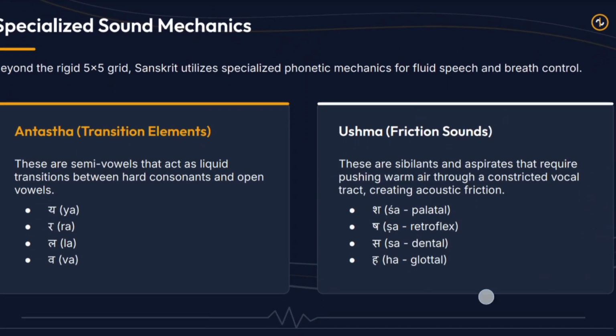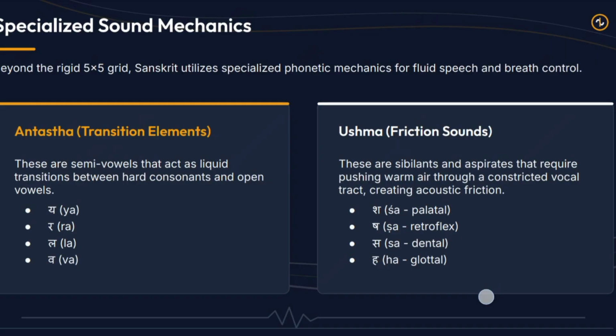Okay, let's move on to the specialized sound mechanics. Beyond the rigid 5 by 5 grid, Sanskrit utilizes specialized phonetic mechanics for fluid speech and breath control. But wait, what about the remaining letters? Sanskrit splits them into specialized acoustic mechanics. The first one is Antastha, the transition elements. These are the semi-vowels that act as a liquid transition between the hard consonants and the open vowels. What are they? Ya, ra, la, va. They act as a midway transition point between vowels and consonants.